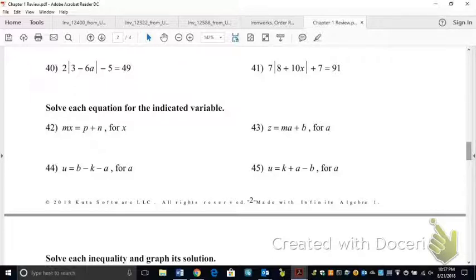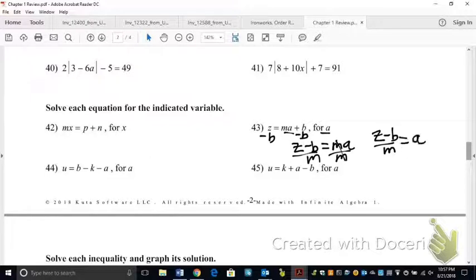So if we look at 43, we have z equals ma plus b. We need to solve for a, so we need to isolate that a right there. Well, that a is not by itself. It's got that m and that b. We want to work outside in. So how do we get rid of that b? How do we move a plus b from one side to the other? We subtract it. So now we have z minus b equals m times a. Because we have m times a, we're going to divide both sides by m. And we're going to get z minus b over m equals a. We've now isolated our variable, so that's our answer.